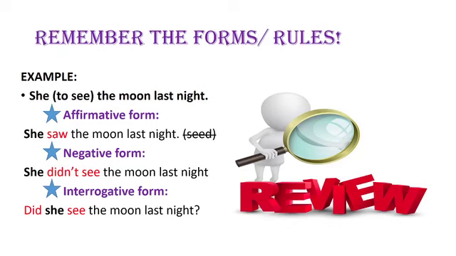Remember, when we use auxiliaries like didn't and did, we don't change the verb. The verb stays in the infinitive form. She didn't see. Did she see? So now we will go and practice these elements.